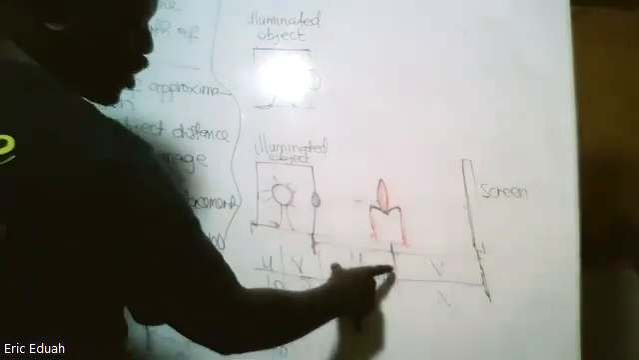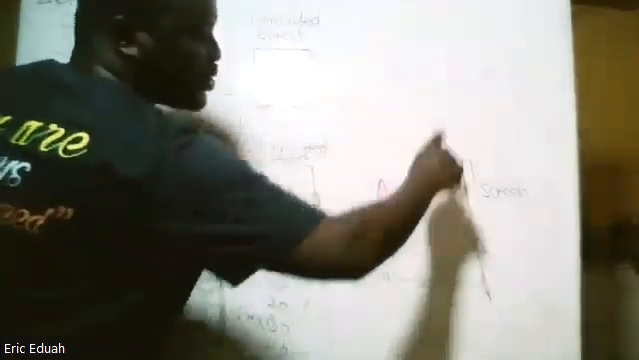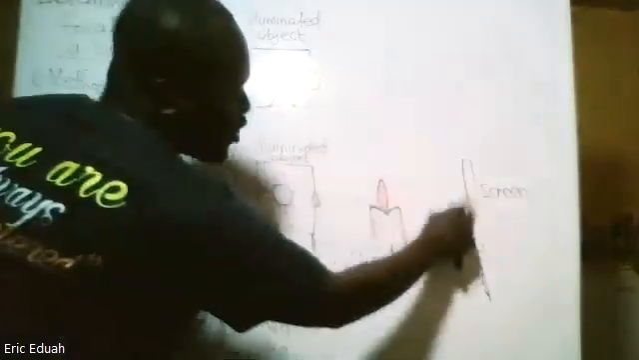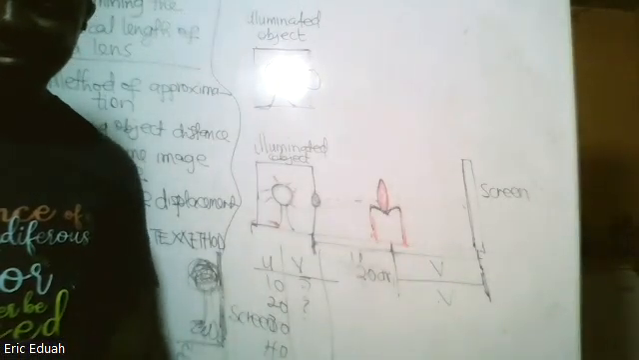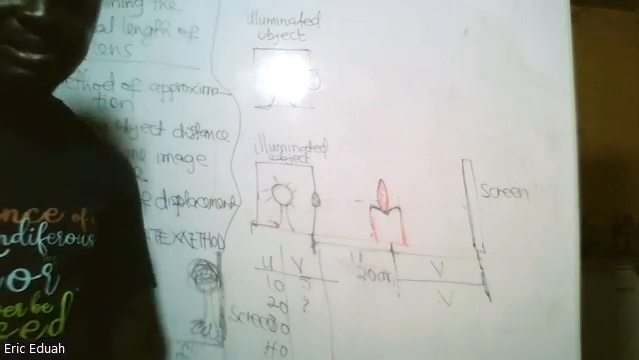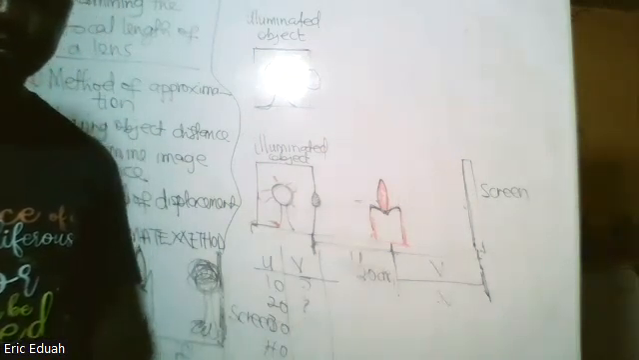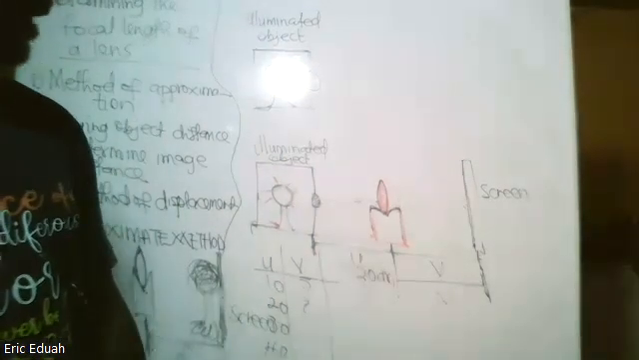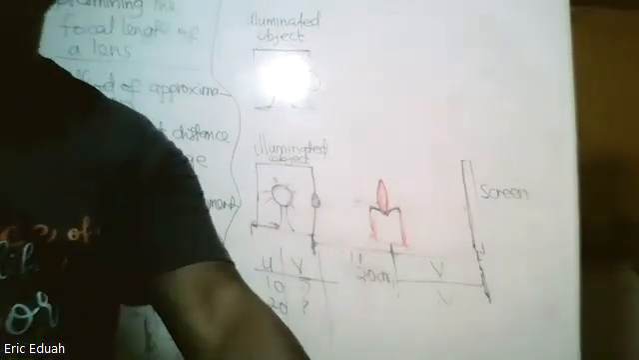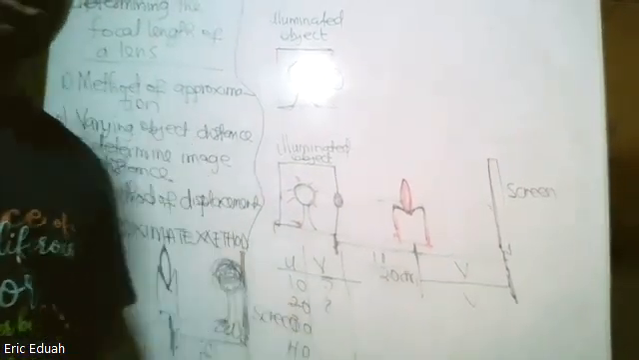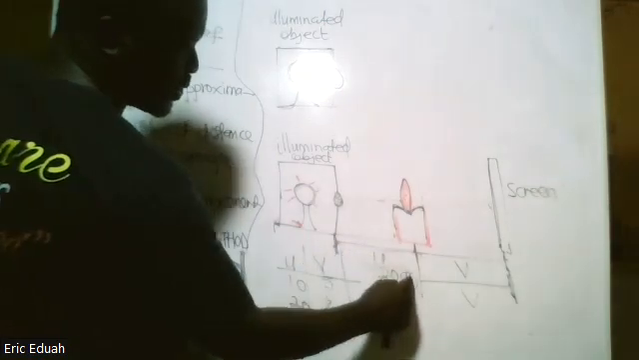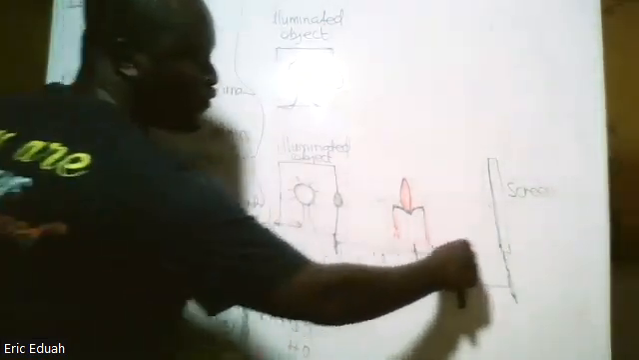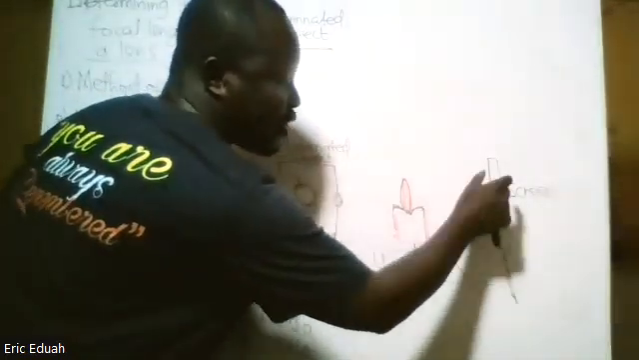Exactly. You take your object distance measurements, adjust the screen till you capture a very sharp image of this object on it. Then you measure for V, the image distance. So it means the object distance for each measurement must be fixed. Okay. So if I measure 20 from the illuminated object to the lens, all that I do is to move the screen so I get a very sharp image on it. Then I measure from here to here. Is that okay?